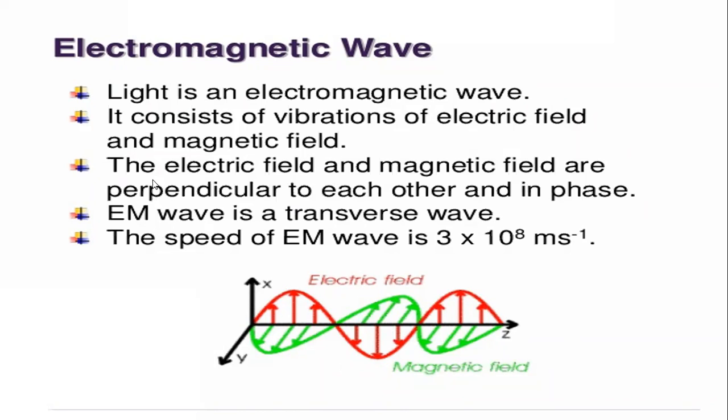So see the highlights here. The electric field as well as the magnetic field are both present, and they are perpendicular to each other. An EM wave is a traveling wave. The speed of the electromagnetic wave, we know very well, is 3 into 10 raised to the power 8.